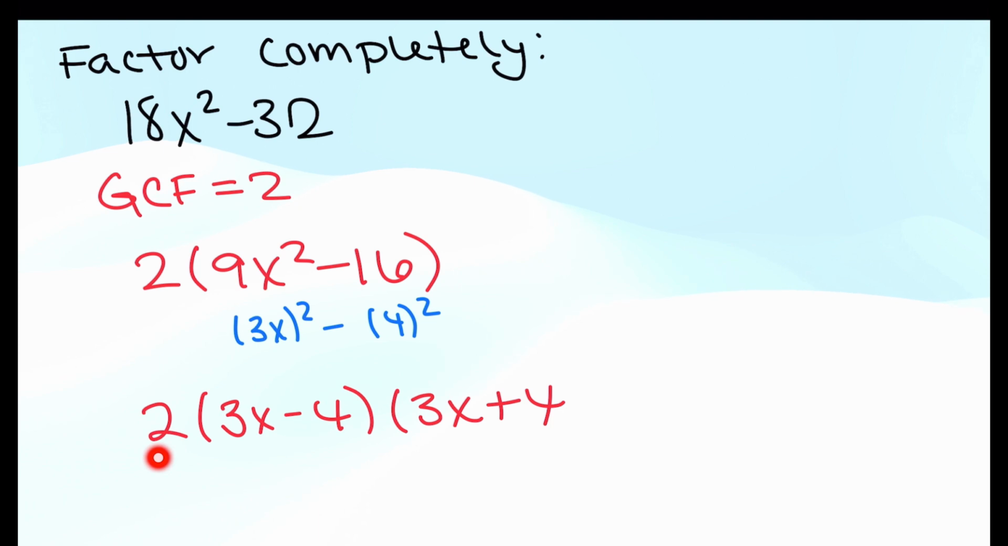The GCF is going to stay there. And then the 9x squared minus 16 turns into 3x minus 4, 3x plus 4. Notice the order you put the plus and the minus doesn't matter. I could have written this as 3x plus 4 and then 3x minus 4. Again, the order of the plus and minus doesn't matter in these problems. So there's my final answer. 2 times 3x minus 4, 3x plus 4.